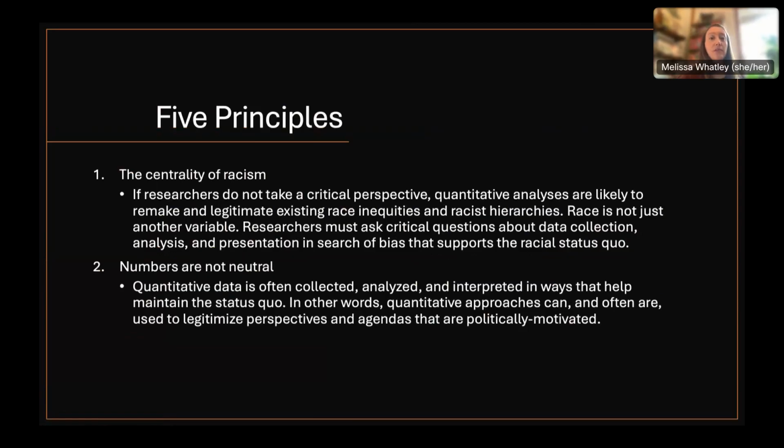The first one is the centrality of racism. What this principle means is that if researchers don't take a critical perspective, quantitative analyses are likely to remake and legitimate existing racial inequities and racist hierarchies. So if we are not careful about what we are doing as quantitative researchers, we end up reproducing the status quo. We reproduce racial hierarchies. Another way to think about this is race is not just another variable.